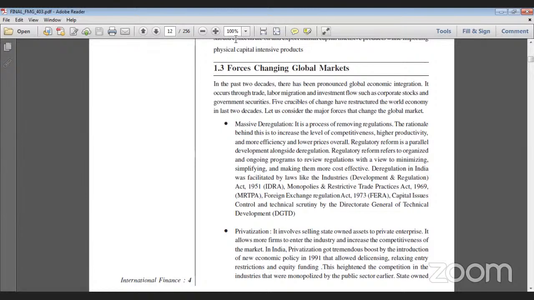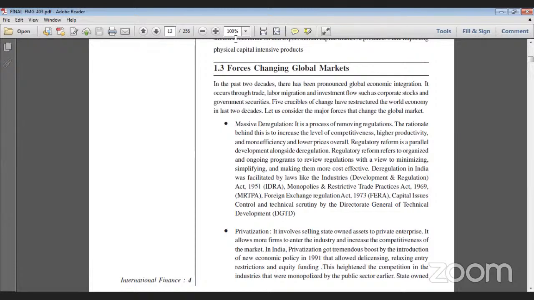It involves selling state-owned capital to private enterprises, which allows more firms to enter the industry and increases the competitiveness of the market in India. Privatization was boosted by the introduction of the new economic policy in 1991, which relaxed entry restrictions and allowed equity funding. This increased competition in industries that were monopolized by the public sector.